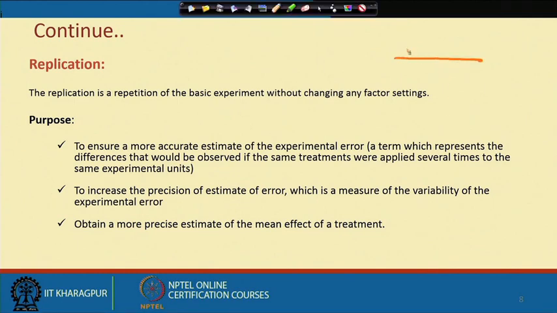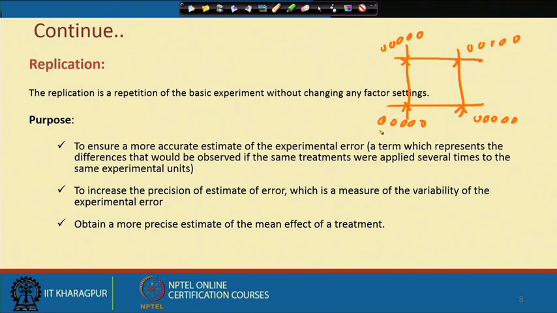As I told you, I have four different settings, this one, this and this. Here, instead of one, you conduct maybe 4 or 5 runs. Here you conduct 5 runs, here 5 runs, here 5 runs. Now, will you conduct 5 runs here at a time, 5 runs here at a time? No, you will not do the experiment like this. These 20 experimental runs will be randomized.